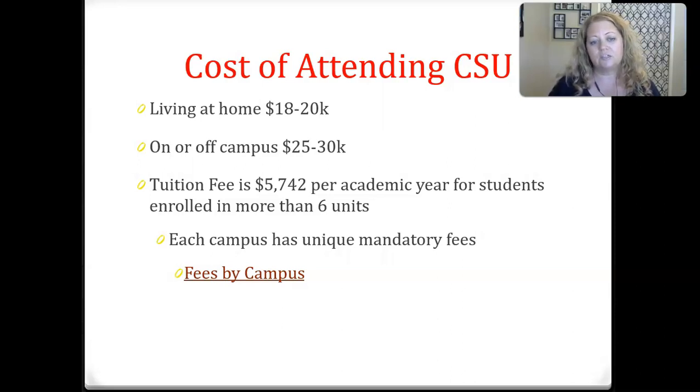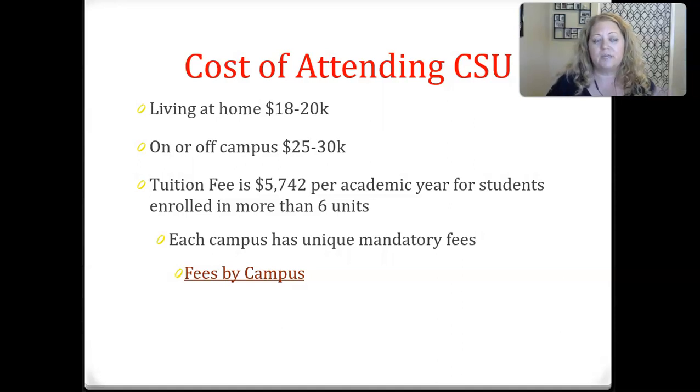What's going to change is your tuition fees. Where at SRJC you pay a per unit fee, within the CSU system you pay based on whether you are part-time or full-time. If you are taking more than 6 units, then the tuition fee is $5,742 per academic year for students.